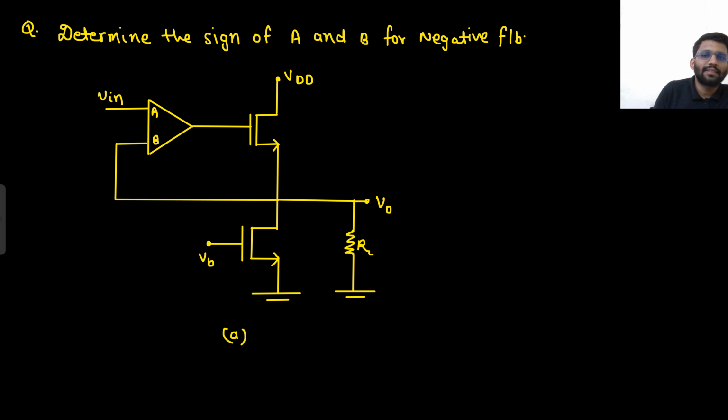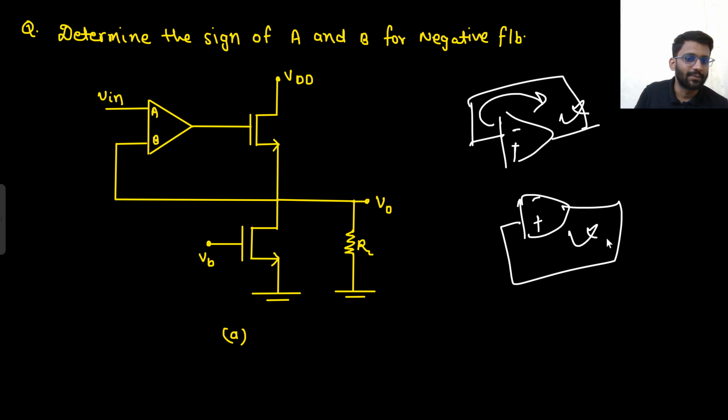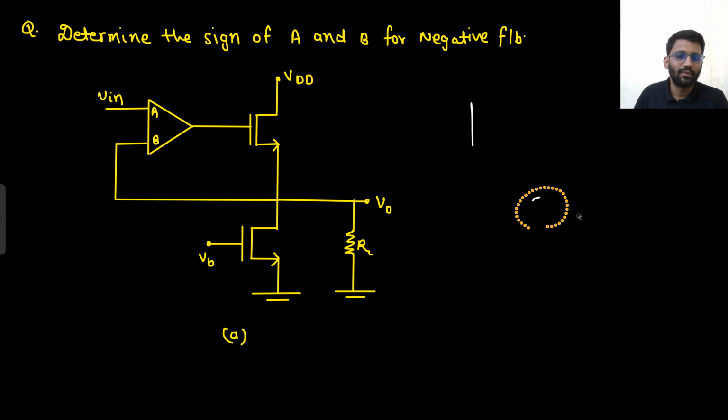You have to determine the sign of A and B for negative feedback. This is the question. A can be positive as well, A can be negative as well, for negative feedback, with this op-amp working in negative feedback. Generally, when you study op-amps, people say that if the negative sign is there in the feedback, it is negative feedback, and if the positive sign is there in the feedback, it is positive feedback. But this is not the case. I will show you now.